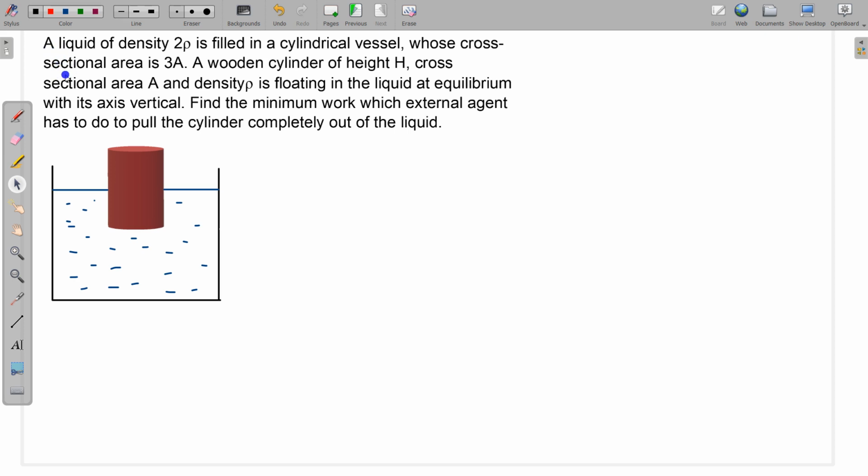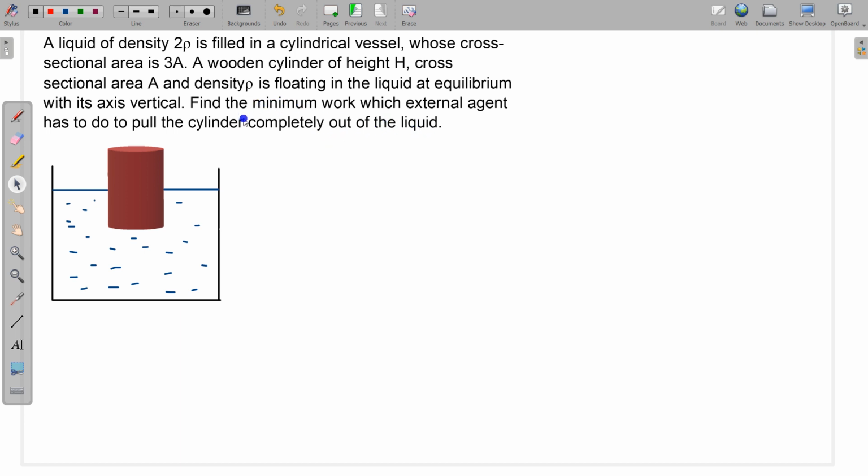In this video, I'm going to take a problem on fluid mechanics. The problem statement is: a liquid of density 2ρ is filled in a cylindrical vessel whose cross-sectional area is 3A. This area is 3A. A wooden cylinder of height h, cross-sectional area A and density ρ is floating in the liquid at equilibrium with its axis vertical, as in the figure. Find the minimum work which an external agent has to do to pull the cylinder completely out of the liquid.